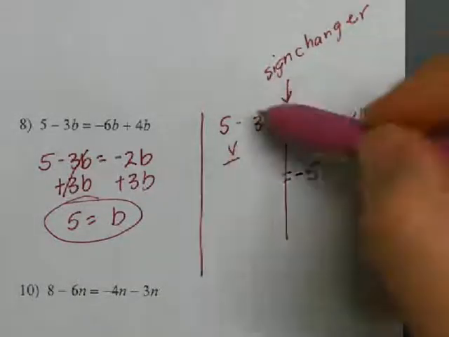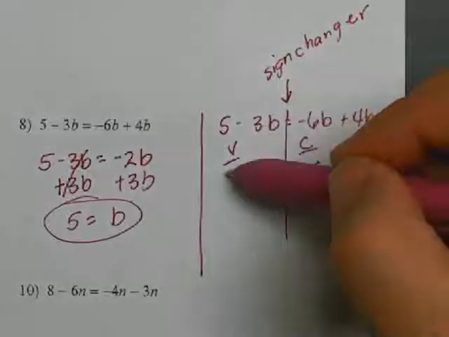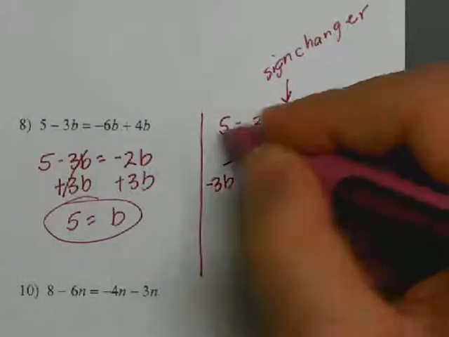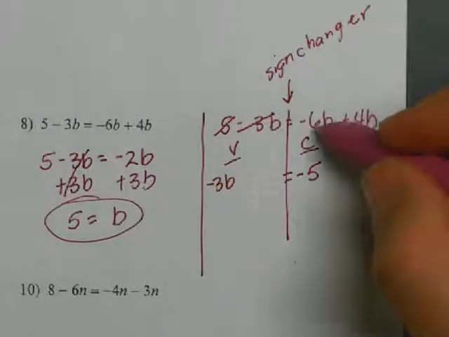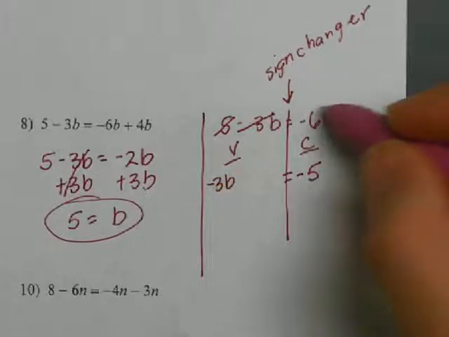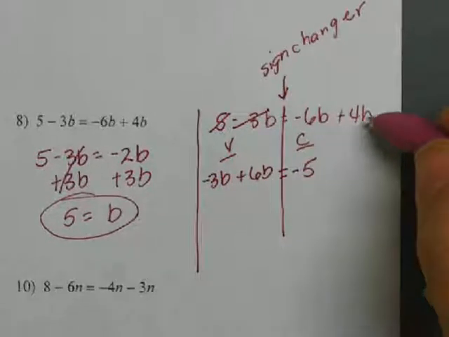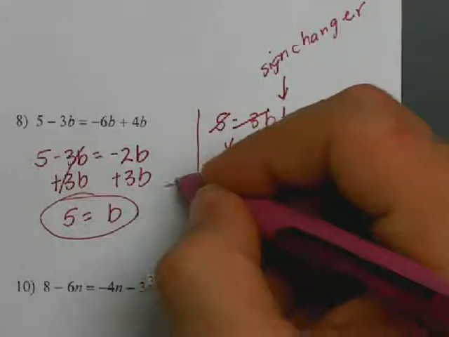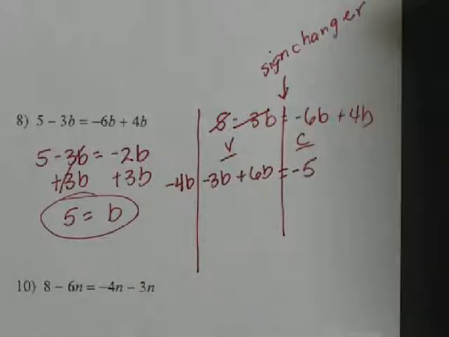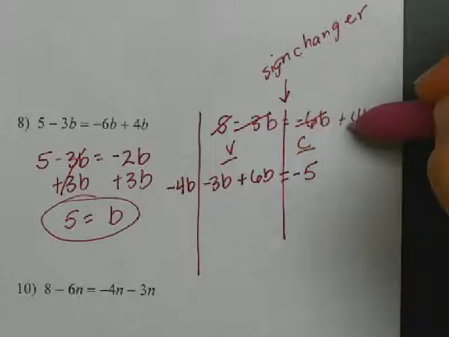Alright. Negative 3b is a variable, so you just bring it down. That takes care of both of those. Negative 6b is a variable, move it over but change its sign. And then we have 4b, which is a variable, and we're going to do that but change its sign. So that takes care of that and that.